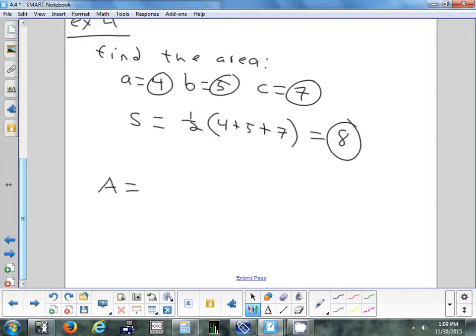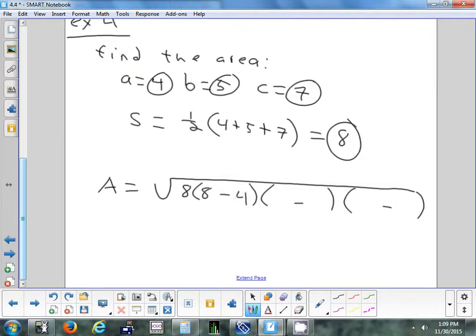So we've got area equals. Okay, what's the first thing that I write down? Yep, my semi-perimeter, which is 8. And then I have 3 sets of parentheses. Okay, what's the first one? 8 minus 4. That's s minus a. What's the second one? 8 minus 5. And the third one? 8 minus 7. So it doesn't even really matter which side is a, b, and c, because you've got to do s minus every one of them. Okay?